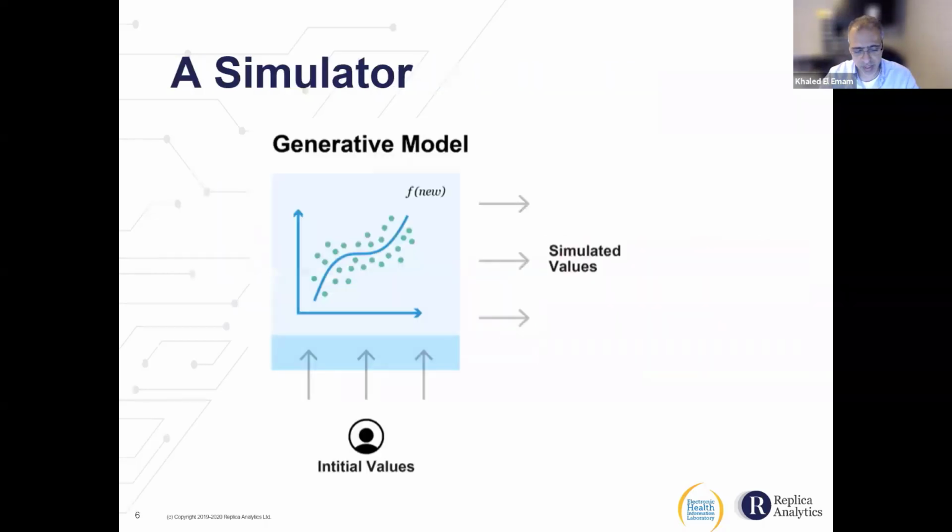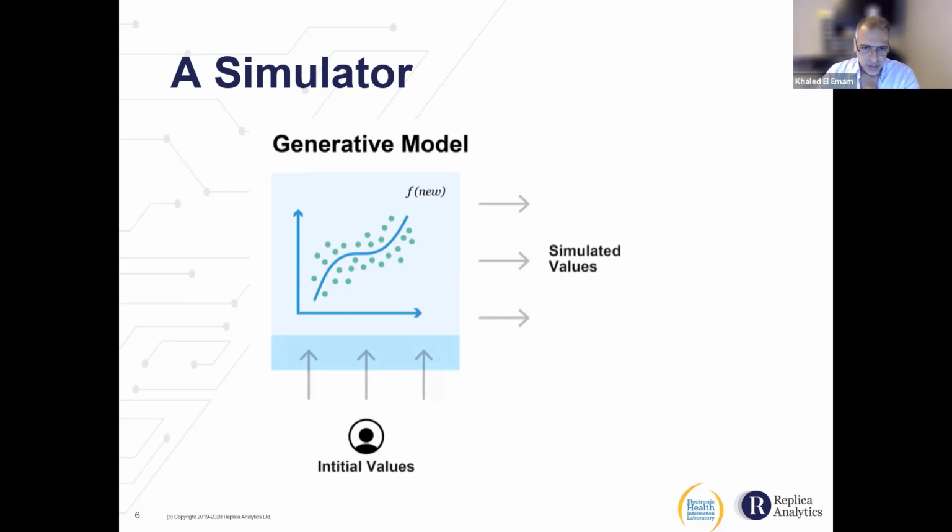So this is where the idea of the simulator comes in. When we build data simulators, we're using the generative model as a simulator. We are providing some initial values to the simulator, which consists of our generative model that I showed you before, and then we're using it to generate new synthetic patients. We can generate few or many patients.